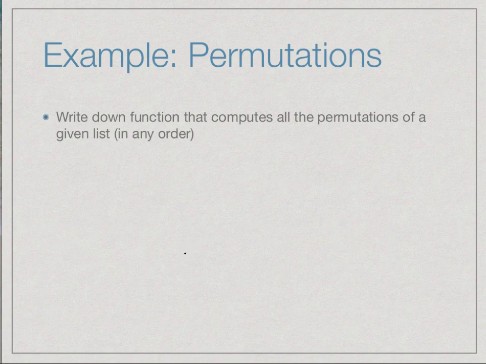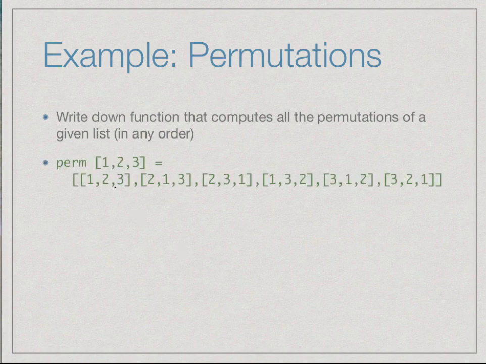So as our final example, let us look at how to generate all permutations of a given list. So for example, if our list was 1, 2, 3, then the permutations are 1, 2, 3, 2, 1, 3, 2, 3, 1, 1, 3, 2, 3, 1, 2, 3, 2, 1. So this is in no particular order. So we just want to write a function which does it in any order, but obviously some orders will be more systematically easy to generate than others.